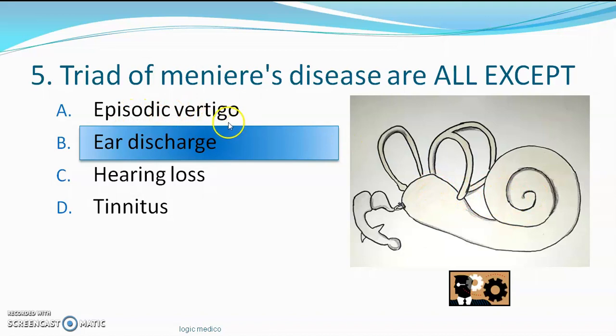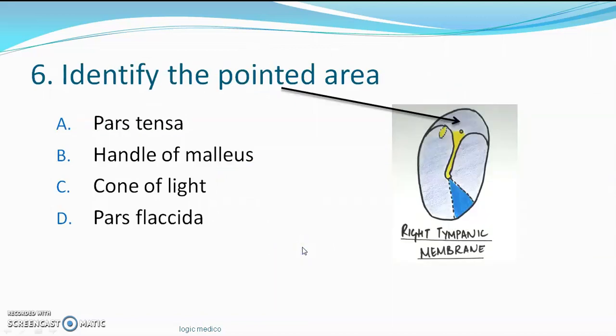Ear discharge won't come in an inner ear disease. The vertigo definitely will be there. Hearing loss, because the inner ear carries the organ of Corti and the nerve from it, the vestibulocochlear nerve, and tinnitus obviously is an inner ear symptom. Ear discharge is not a symptom of Meniere's disease and doesn't belong to its triad. Okay. Next question.